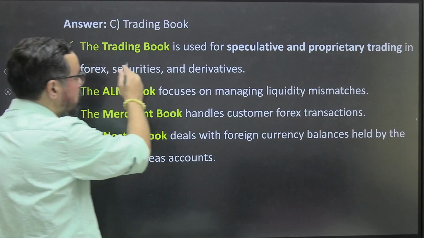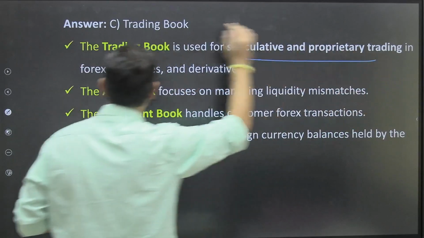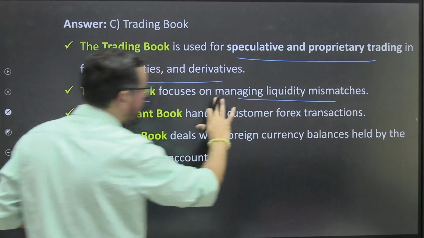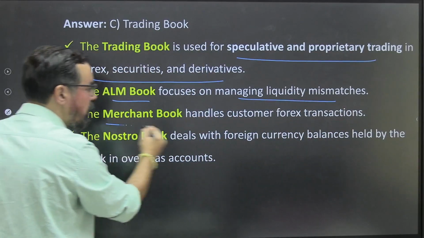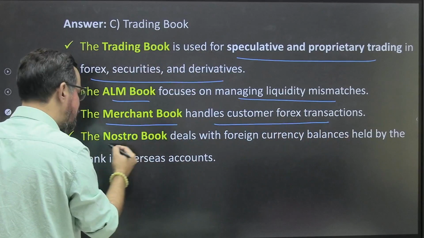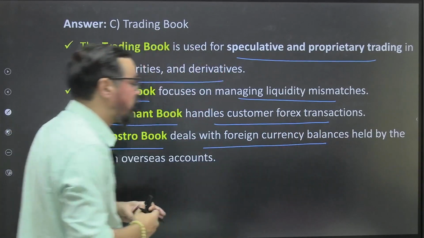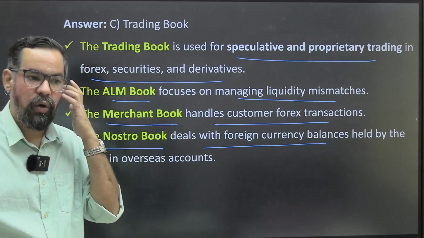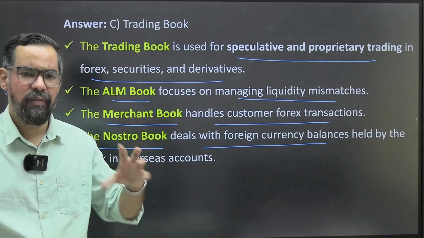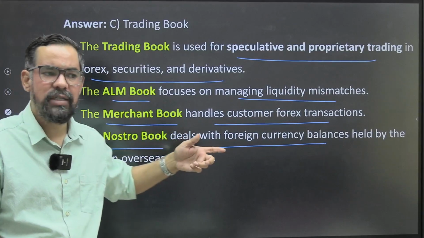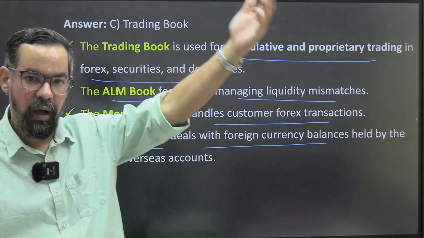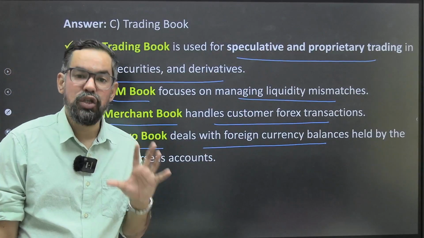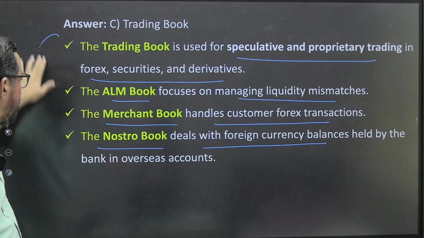Trading book is used for speculative and proprietary trading in forex, securities and derivatives. ALM focuses on managing liquidity mismatch. Merchant book handles customer forex transactions. Nostro book deals with foreign currency balances held by the bank in overseas accounts. Nostro account, I hope you remember. In module A itself, we have discussed these particular things. Same, our bank account with some other country's bank in their local currency. So it is generally part of your correspondent banking. All right. So these are the ones.